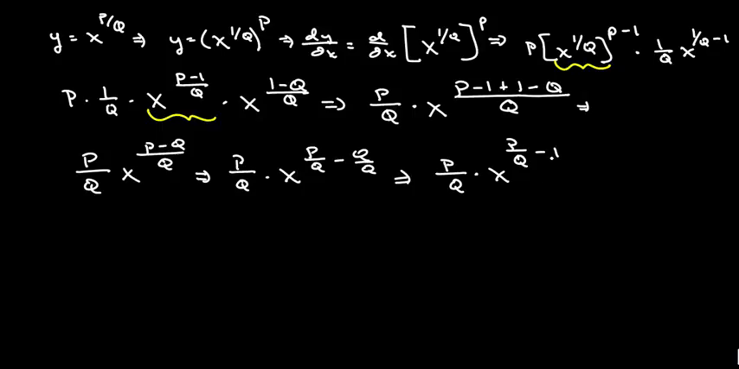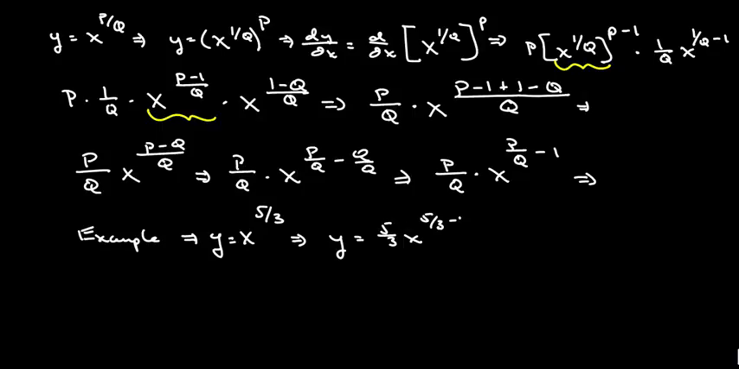And so what you can see here is for our power rule, when we have rational exponents, what we end up with is, let me give you an example. Let's say I've got, well, I don't know, y is equal to x to the 5/3, then this is going to be y is equal to 5/3 x to the 5/3 minus 1. Whoops, dy dx is equal to this, which is 5/3 x raised to the 2/3.